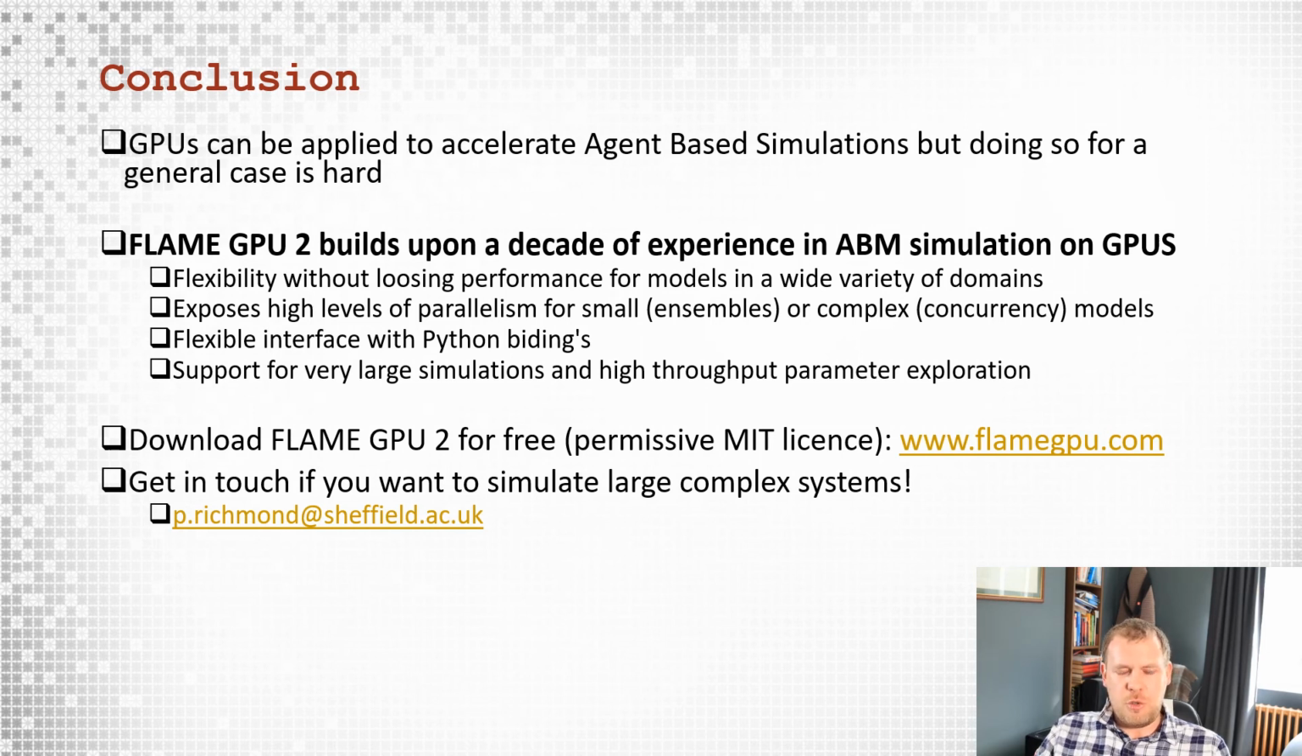I've talked about how to expose high levels of parallelism, both for small ensembles or for complex models with lots of concurrency. We're able to utilize effectively the extra and increasing levels of parallelism within the GPU to get good performance from an agent-based model. I've also talked about the flexible interfaces with respect to Python's bindings. So Flame GPU can be used both within C++ and Python. And I've talked about support for very large simulations and high throughput parameter exploration through the use of ensembles.